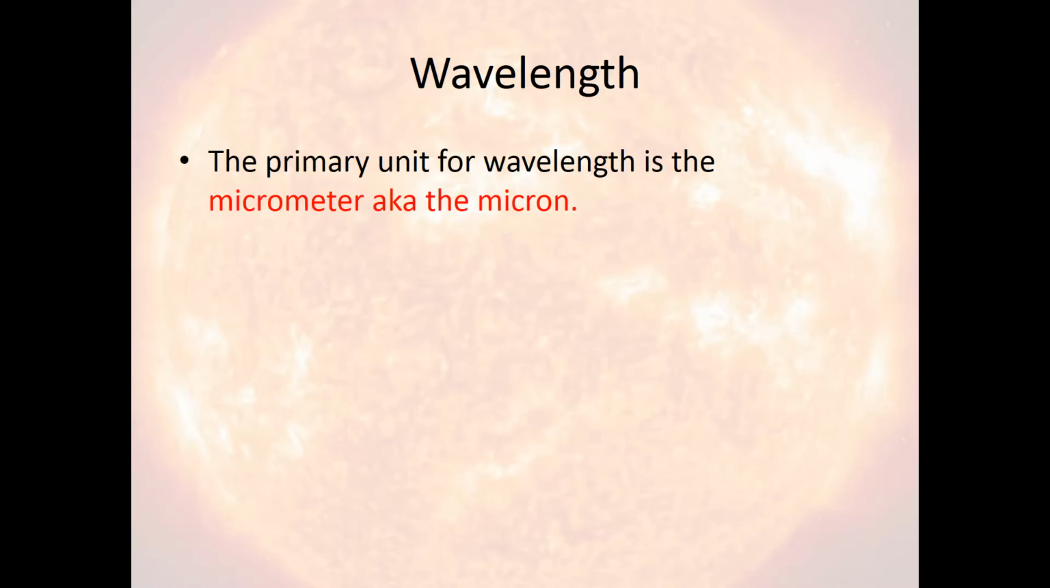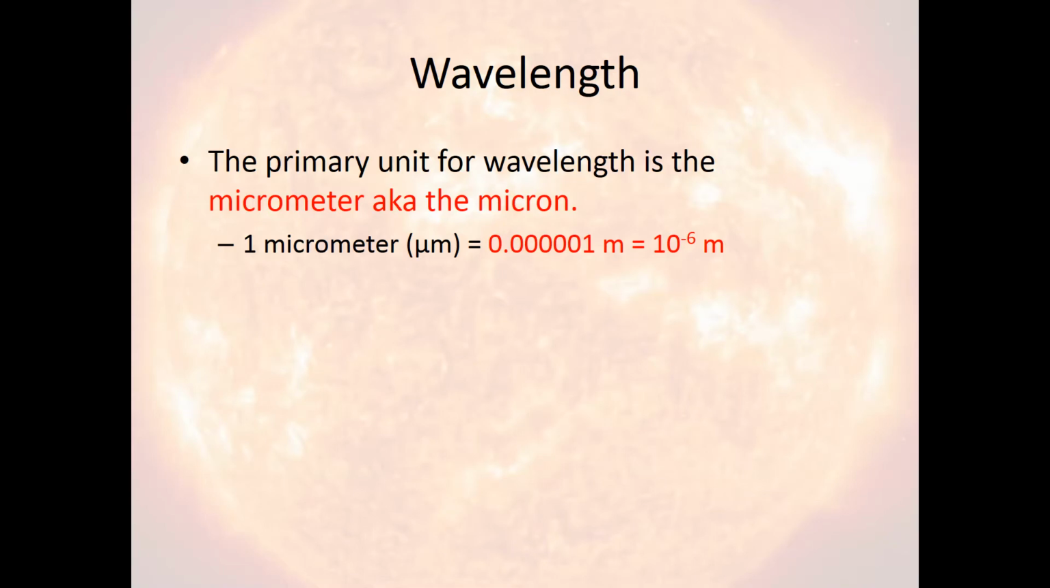Now, the primary unit we use for wavelength is what's called the micrometer. Beams of radiation have such tiny wavelengths that using the common units of distance that we use, such as inches, feet, meters, yards, miles, and so on, isn't going to cut it in this case. So we use what's called a micrometer, also known as a micron. 1 micron represents 1/1,000,000th of a meter.